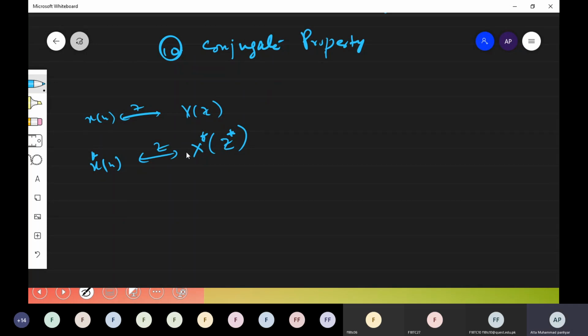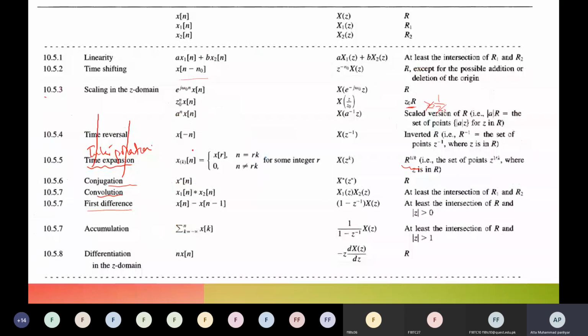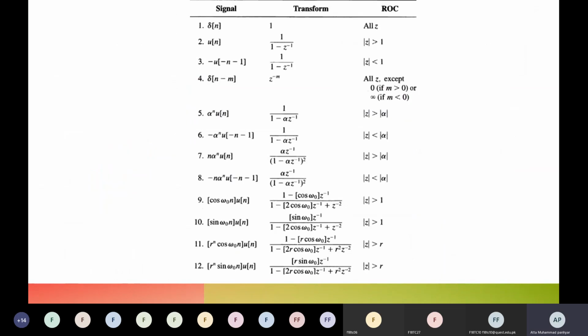So that's it. These are the possible properties of z transform. Now there is another topic that you must know: some of the known sequences. For example, if we have delta n in time domain, it's transformed as 1. We did it in our classes.